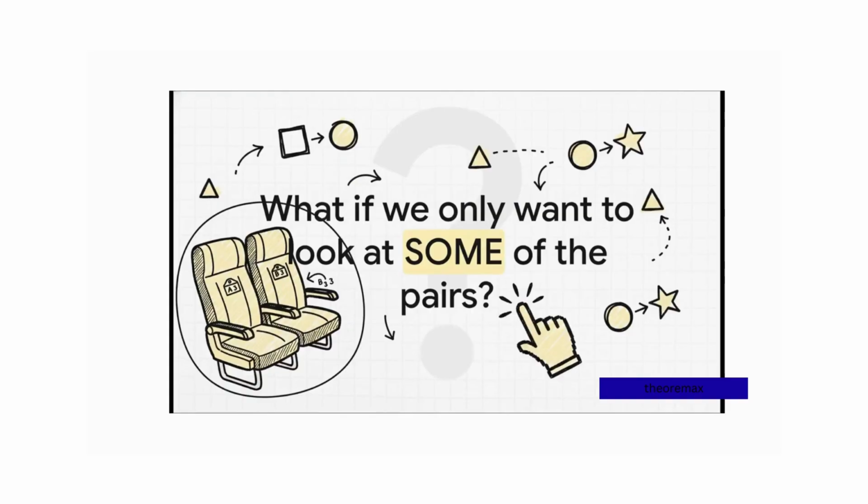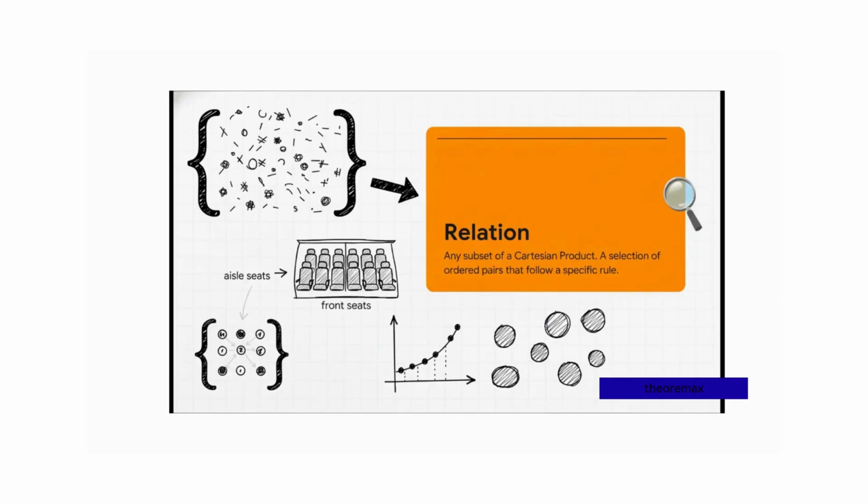But let's be real. What if we don't care about all of them? What if we only want to focus on a specific selection of those pairs? Like, say, we only care about the aisle seats. Just seats A3 and B3. How do we talk about just that specific little group? Well, that specific group is called a relation.